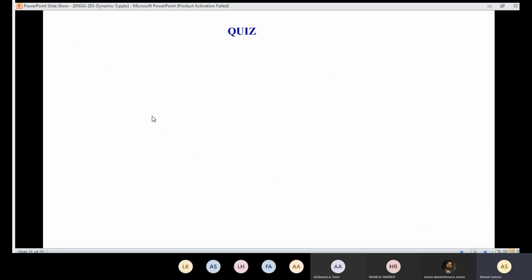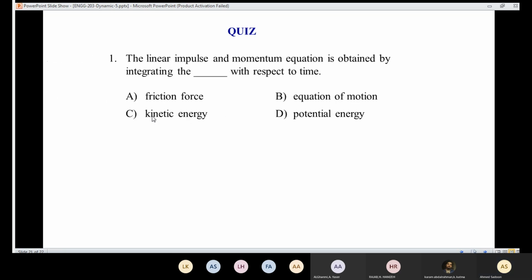So here I'm going to ask you a couple of questions to check your understanding. The linear impulse and momentum equation is obtained by integrating something with respect to time. Number A, friction force. B, equation of motion. C, kinetic energy, or D, potential energy. Which one is it? Equation of motion, Doctor. Yes, you are going to integrate the equation of motion with respect to time. So the right answer is B.